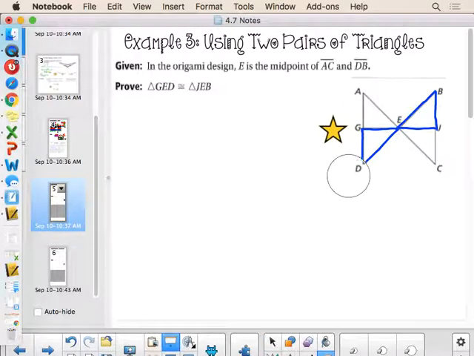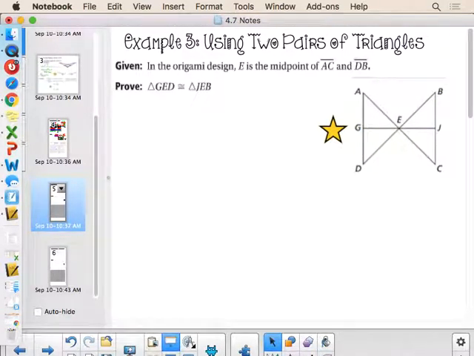So now let's look at the given and see what we could do with the given to maybe get into those triangles. What style do you want to do this in? Flow. Oh, now people are speaking up.